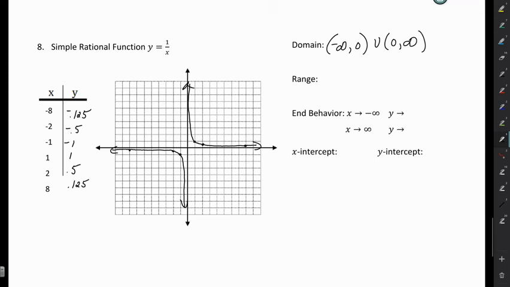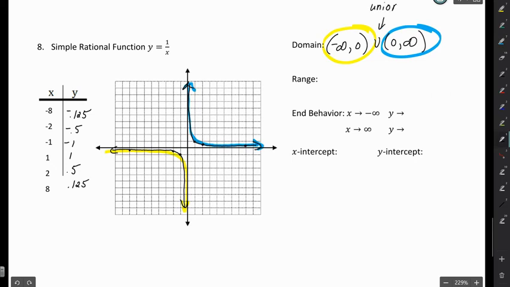So if you look at this graph, once we plotted the points, you see that we have a situation where the graph never approaches the y-axis. It approaches it, but it never touches it. So we get close to zero when we talk about the domain coming from the left and the right, but we never touch it. So we're including everything on the left of zero and everything on the right of zero.